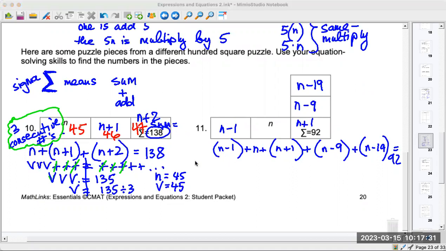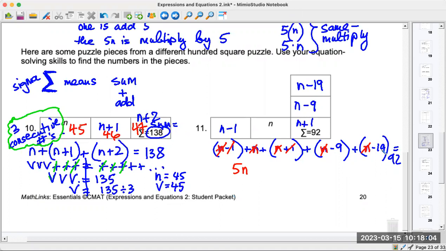Now let's count the n's. How many n's do we have? 1, I'm going to make them red. 1, 2, 3, 4, 5. So that means we have 5n. They're gone. I can cross them out. I got them right here. And now I have to count the numbers. Minus 1 plus 1 is a 0 pair. They go away. That's 0. So don't write those down.